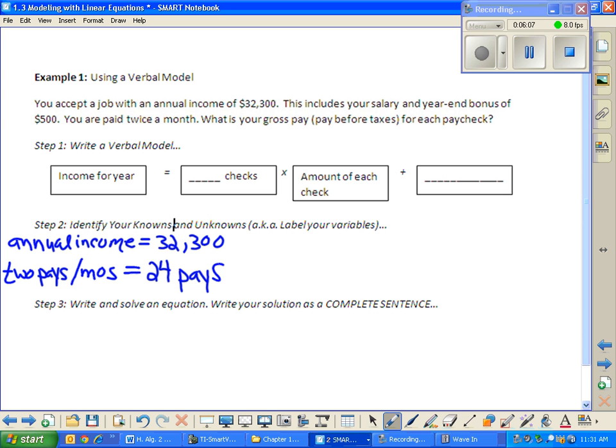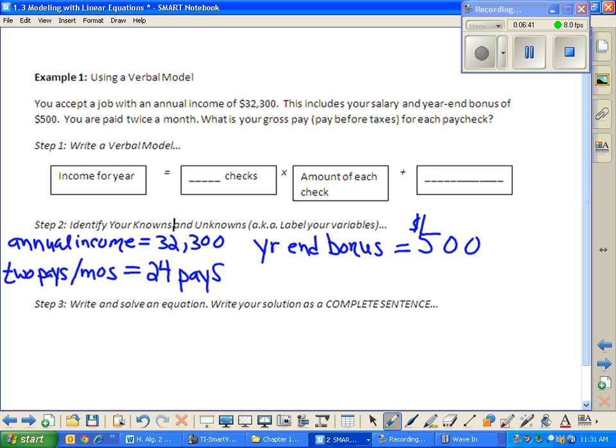Do we know anything else? Fun facts embedded in this word problem. I can think of one other one. Go ahead, Alex. That's correct. What do I not know? Yeah, each paycheck. I don't know what that is.